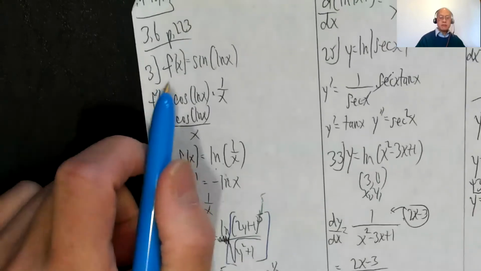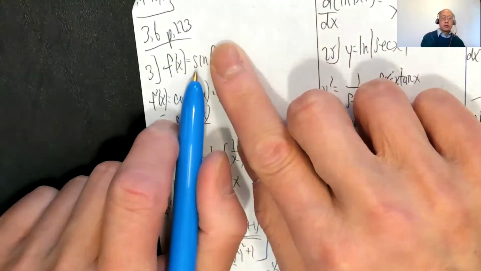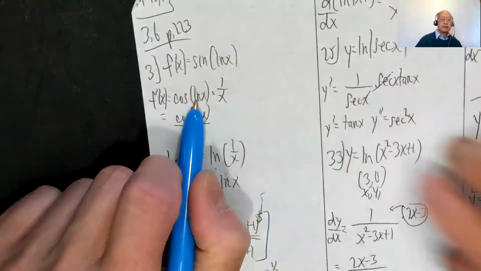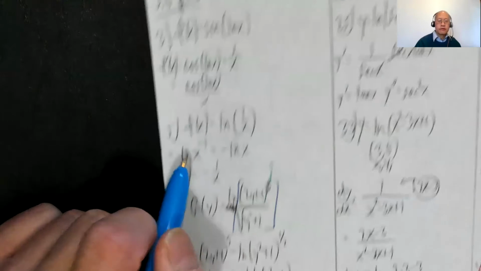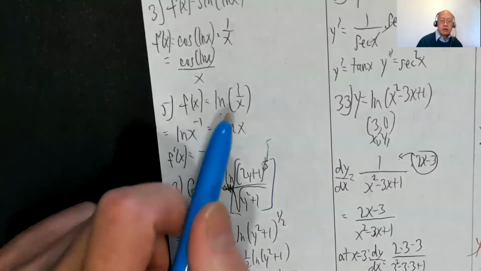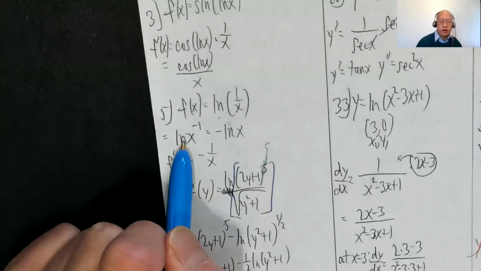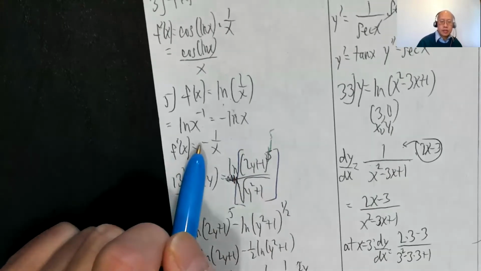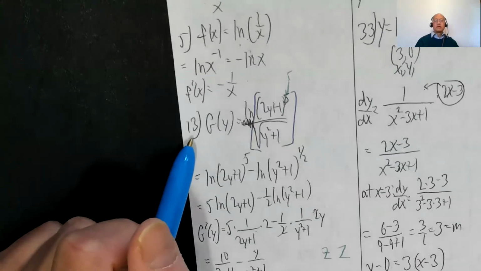Okay, problem 3. f of x is sine of ln x. So chain rule, the derivative is cosine ln x times the derivative of ln x, which is 1 over x. So final answer is cosine ln x over x. Okay. How about f of x equals ln 1 over x? Well, you treat this as ln x to the negative 1, and then bring a negative 1 in front, negative ln x. Therefore, derivative is just negative 1 over x.